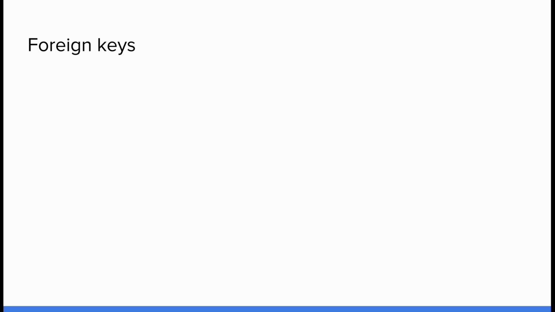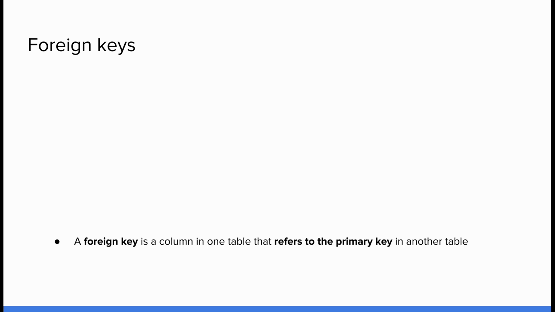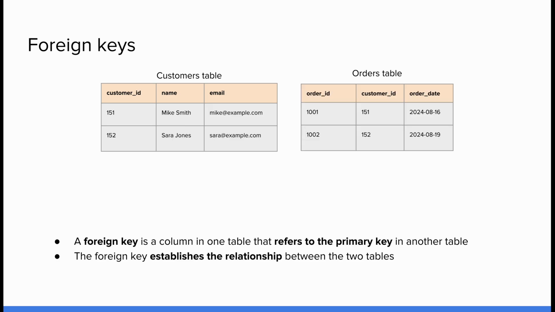Now for foreign keys. A foreign key is a column in one table that refers to the primary key in another table. So it is this foreign key that establishes the relationship between two tables, or more specifically, their entries. If we look again at our customers table and our orders table, we can see that the orders table has a foreign key in the column customer ID. What this does is it links each orders entry to a customer's entry.